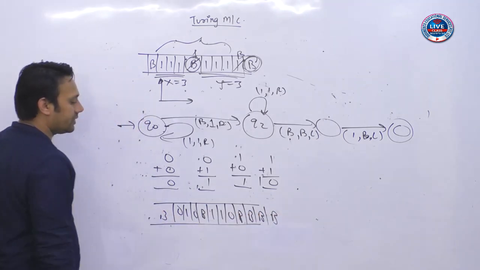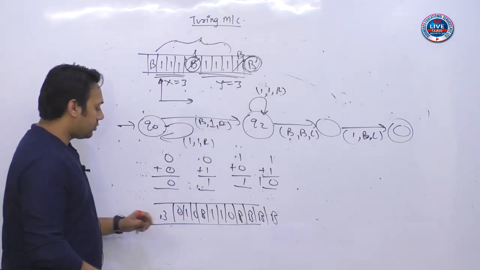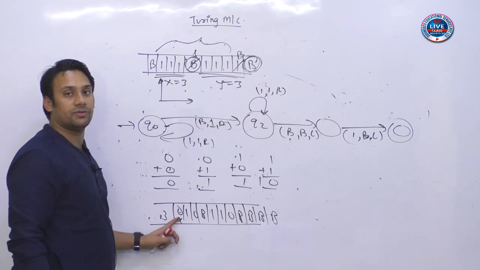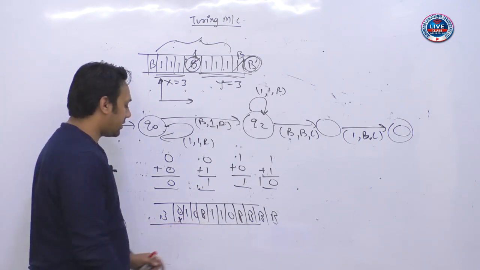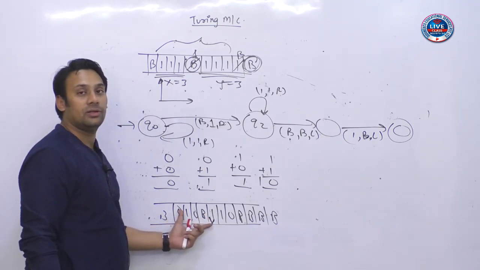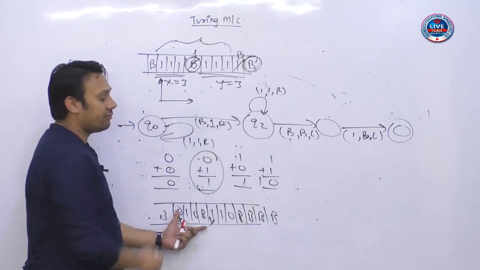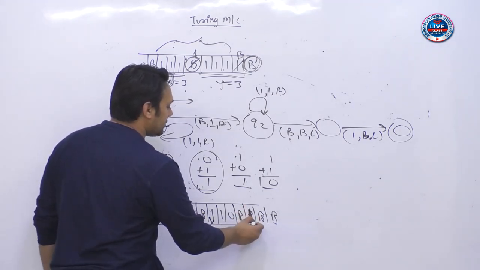You can perform this, right? So what you can do here is go to the first number and mark it as X. Let us suppose the first number was 0. Then go to the next number and mark it as Y. Because this number is 1, 0 plus 1 is going to be 1. So you can write this 1 somewhere here, the result.